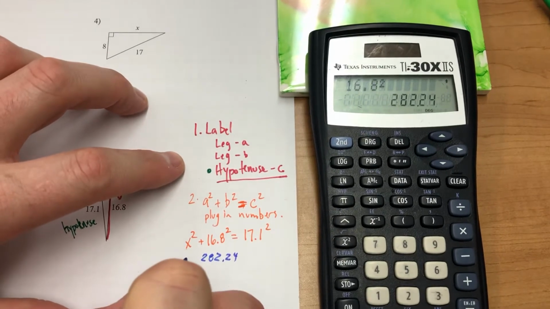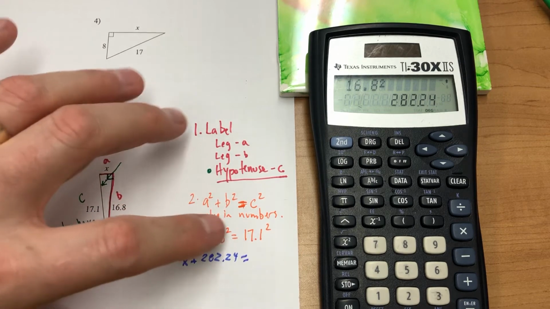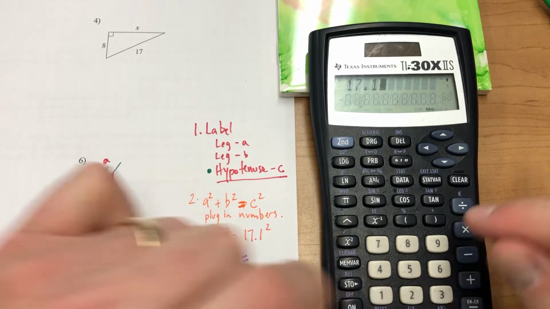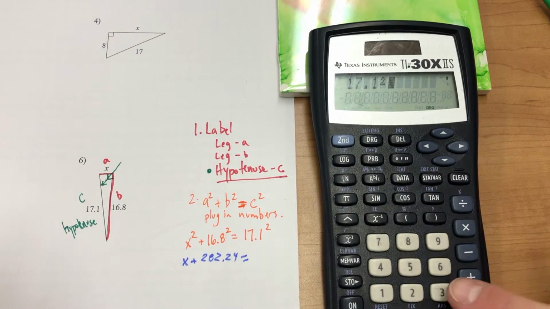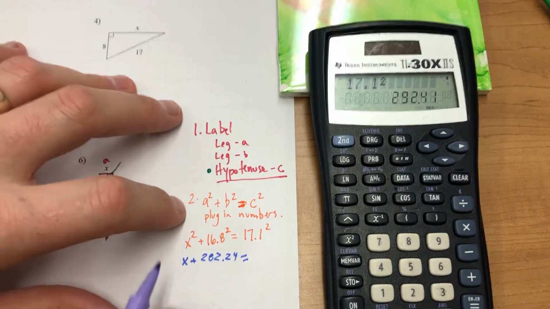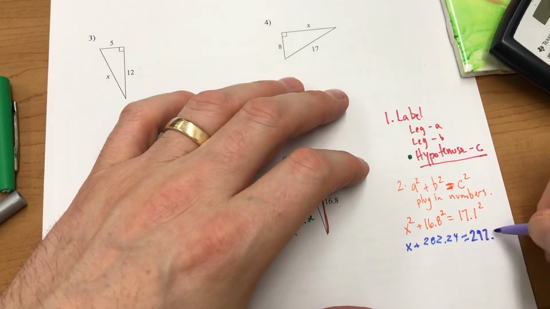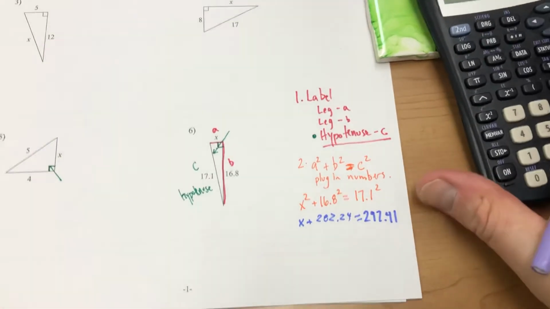282.24. And the x squared, I'm just going to call it x right now. x plus 282.24 equals, and then I have to square this number. So 17.1, and again, I'm going to hit that x squared to square that number, and I get 292.41. Okay, I know this seems complicated, right?